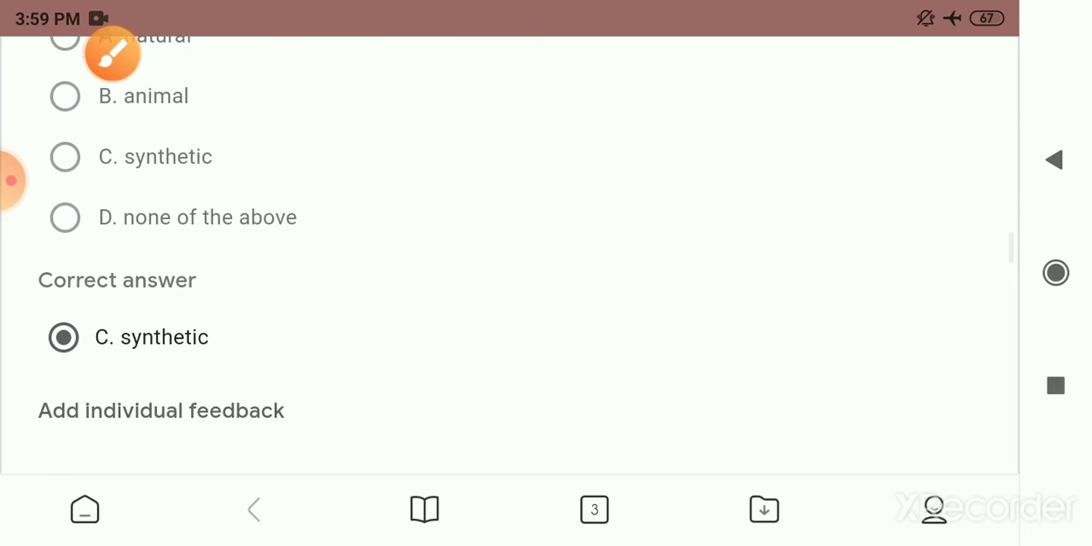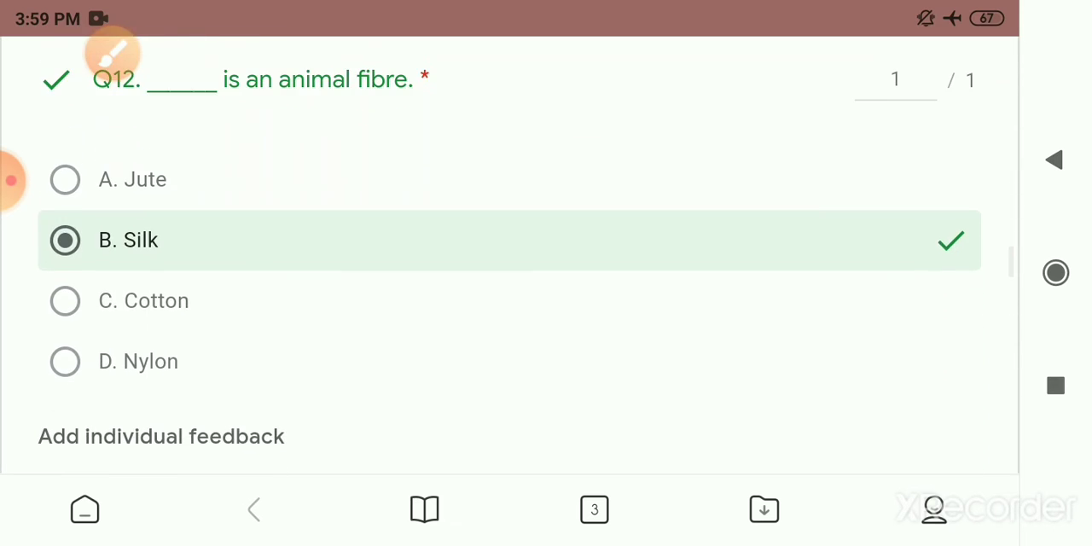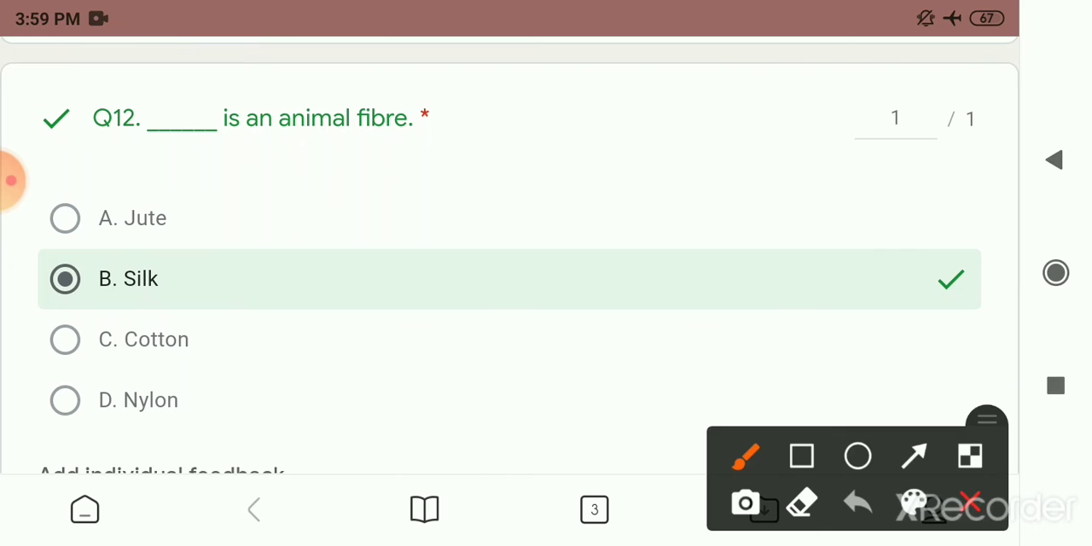So your answer is option C. Next, 12th number, blank is an animal fiber. The fiber which we are getting from animals. The options are jute, silk, cotton or nylon. So here your answer is option B, that is silk. We are getting silk from the silkworms. So this is the animal fiber.